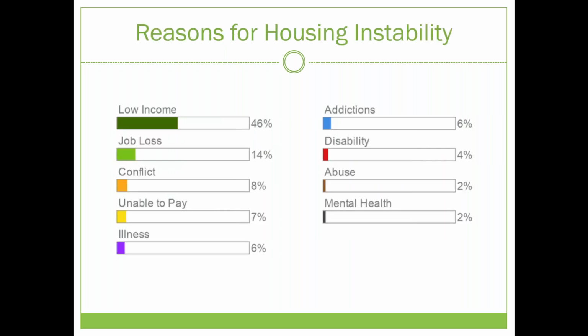Reasons for housing instability. 43% of the respondents preferred not to disclose the reason for housing instability. The primary reasons of housing instability included 46% reported low income as their primary reason, 14% cited job loss as their primary reason, and 8% reported conflict as their primary reason.